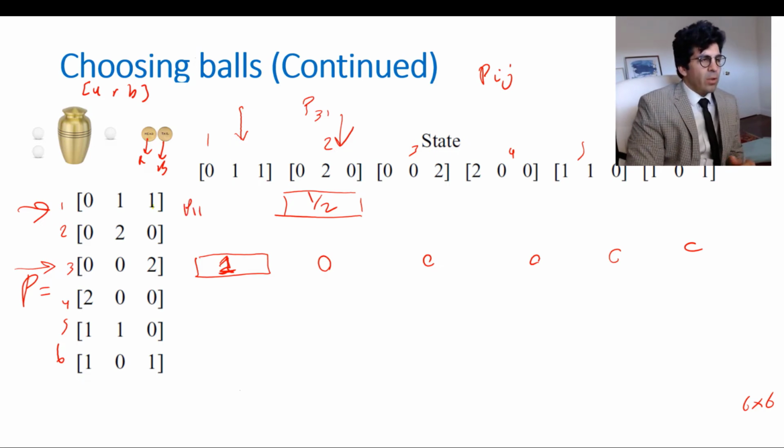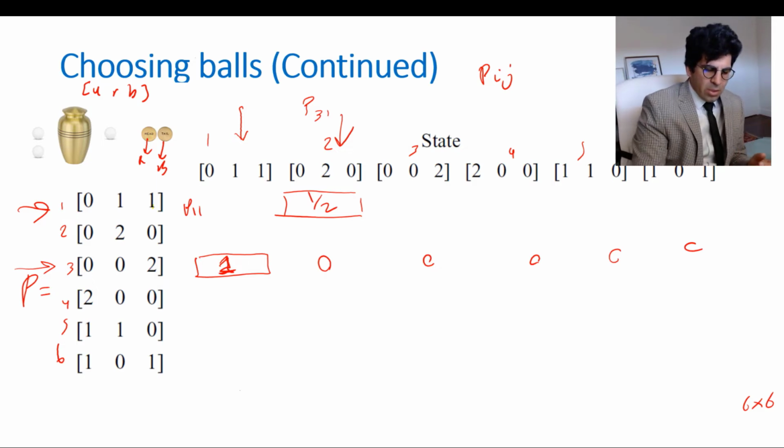How about P11, going from red blue to red blue again? That's 0 because you'll take one, you'll paint it, and you're gonna end up either in blue blue or red red. So this is also 1/2. The rest of them are 0.